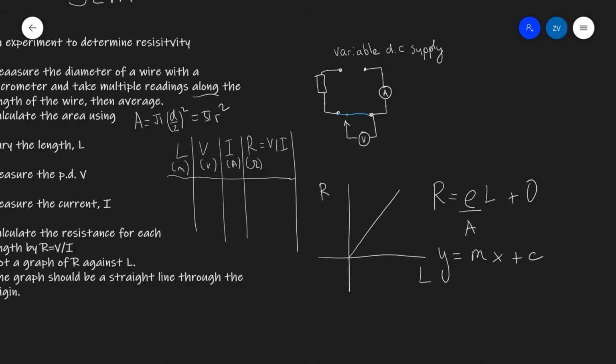The graph is a straight line through the origin. R is on the y-axis, L is on the x-axis. What's left for our gradient is our resistivity divided by the cross-sectional area. So let's say that our gradient M is rho divided by A, which means that our resistivity will be our gradient times the cross-sectional area of the wire.